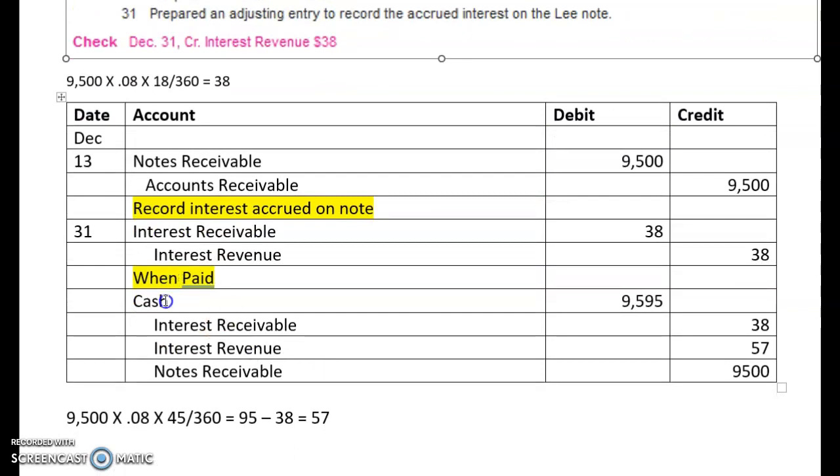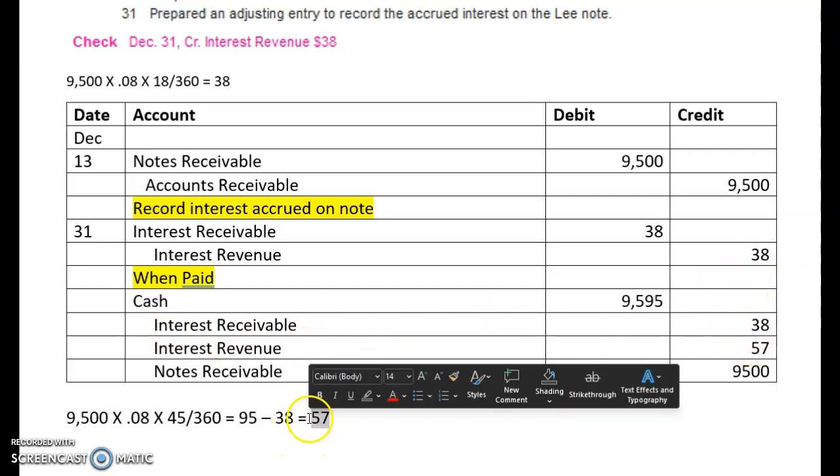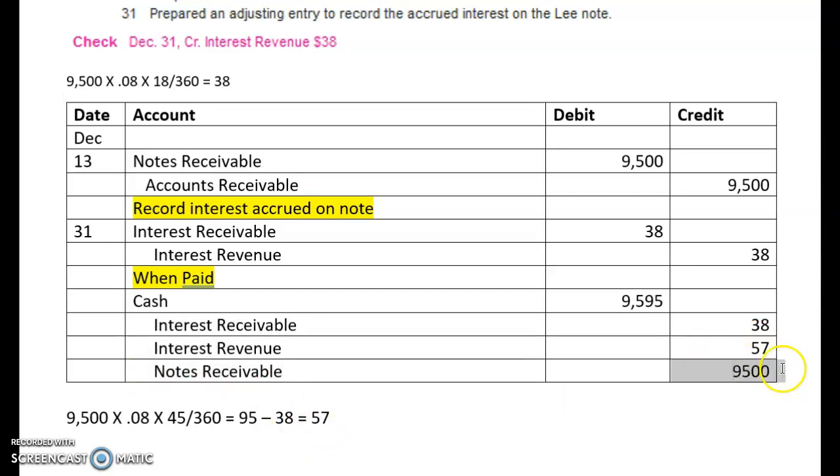But let's continue on. When she pays us, there's a 45-day note. 9,500 times 0.08 times 45 over 360 is $95. So that's the interest she's going to owe us for 45 days. We already accrued 38. So it means $57 yet is due between December 31st and when she pays us. That will mean that cash is debited, interest receivable, $38 is credited, interest revenue, $57 is credited, and what she owes us is also credited, $9,500. Added up, that's $9,595, which is $95 plus $9,500.